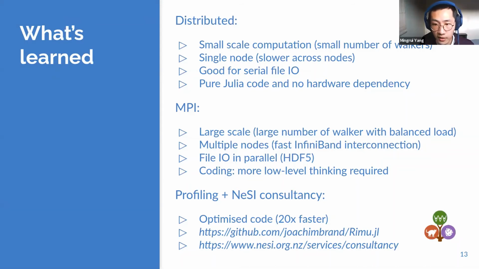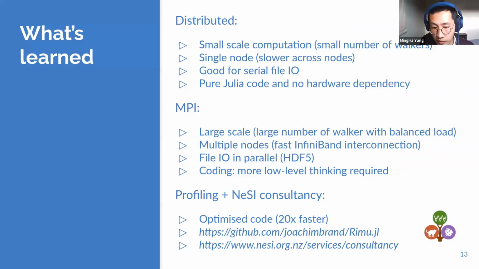As for MPI, it really utilizes the fast InfiniBand interconnection on the cluster, and the communication across nodes is very efficient. Also, if you want to do parallel I/O, meaning you want to write into a single file from many different CPUs at the same time, MPI is good for it. Coding-wise, MPI requires some more low-level thinking. As Julia is designed for easy and convenient coding, MPI requires you to put a little bit more effort into thinking about how to code it efficiently.